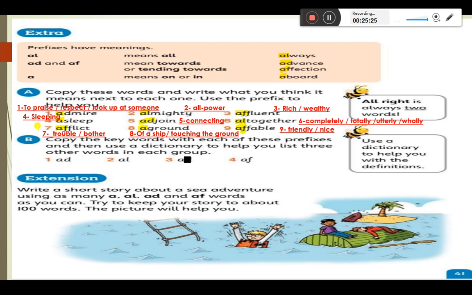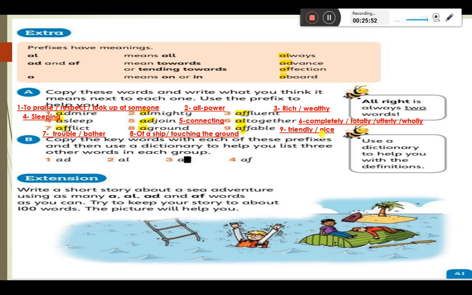So the noise outside is bothering us. It causes a lot of affliction. Okay, number 8, aground. We said that aground is of a ship or a boat, and it means touching the ground. Number 9, affable. I like this word, affable. It means friendly or nice.